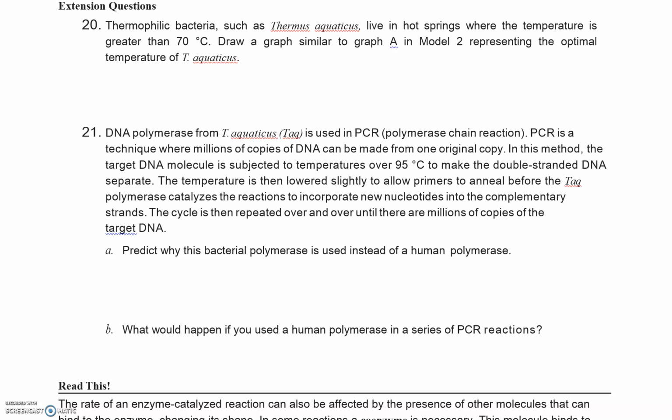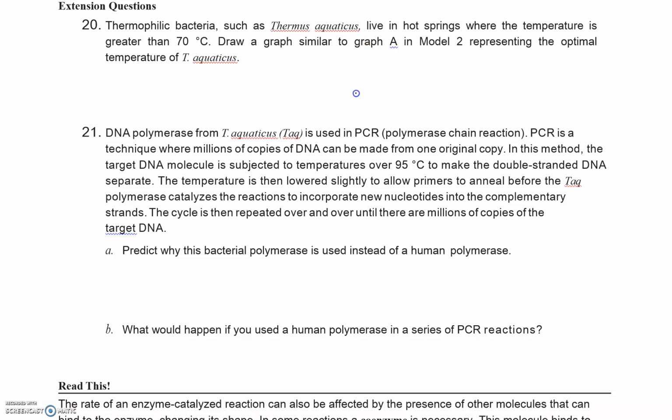In this video, we will review the enzyme assignment extension questions. Number 20, thermophilic bacteria, such as Thermus aquaticus, live in hot springs where the temperature is greater than 70 degrees Celsius. Draw a graph similar to graph A in Model 2, representing the optimal temperature of this bacteria.